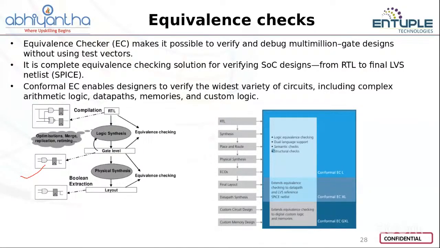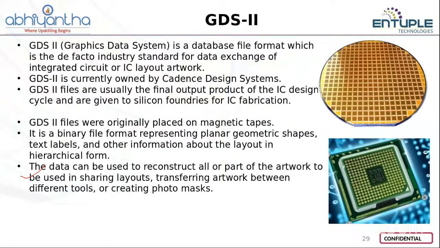Then, if you want, you can do equivalency checking at different levels, as I mentioned, for the backend side also. So at last, finally, you will generate the GDS file. This GDS file is now owned by Cadence Design Systems, so the entire pattern will be under Cadence control only.